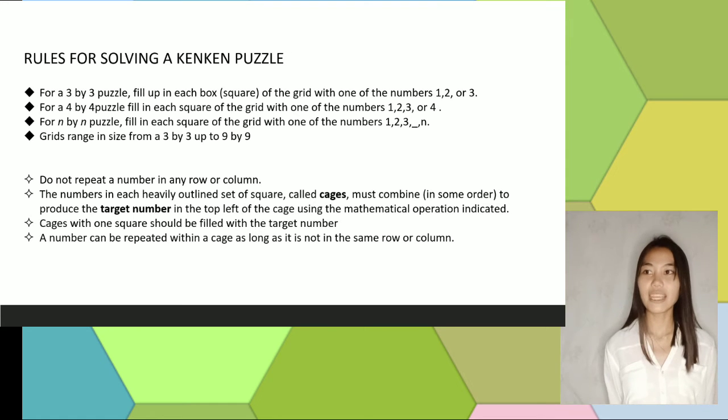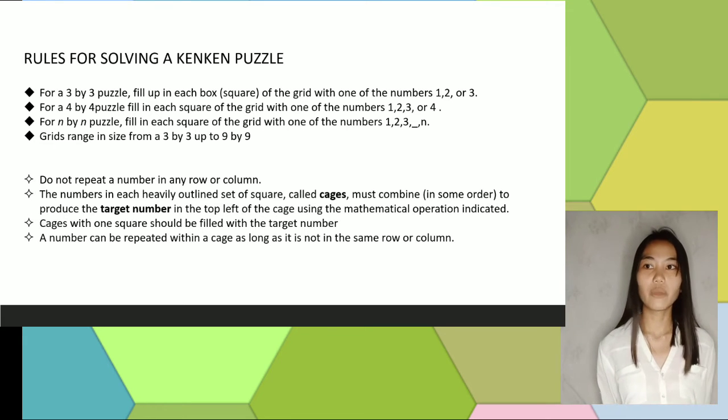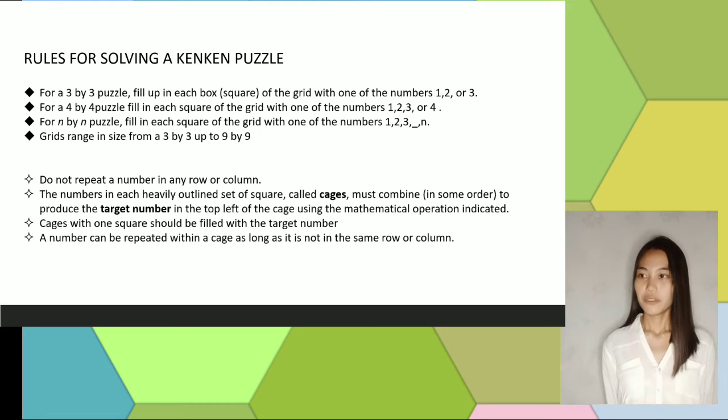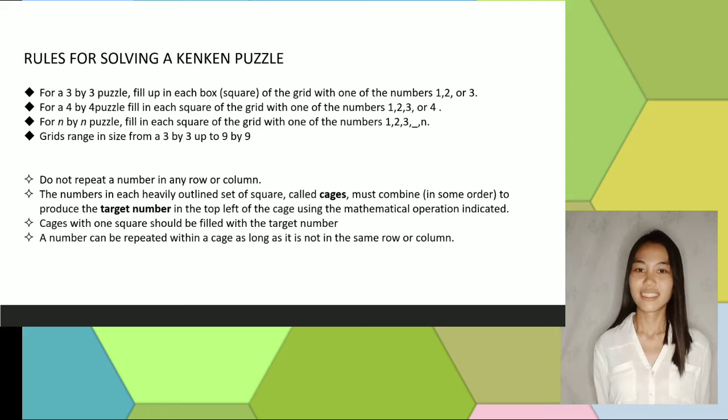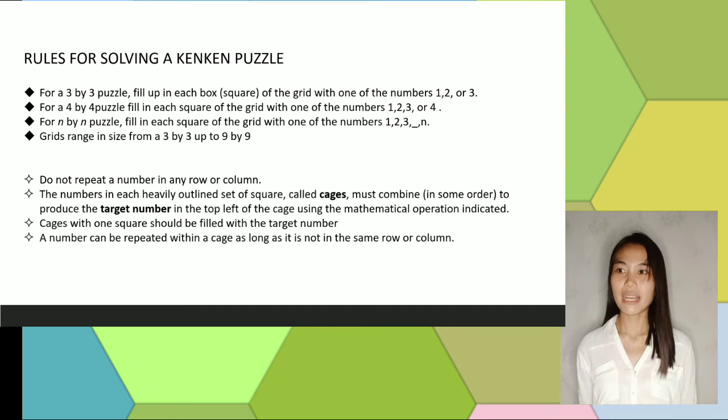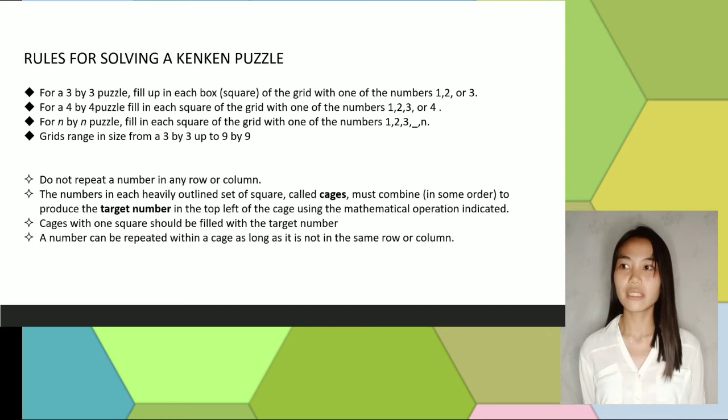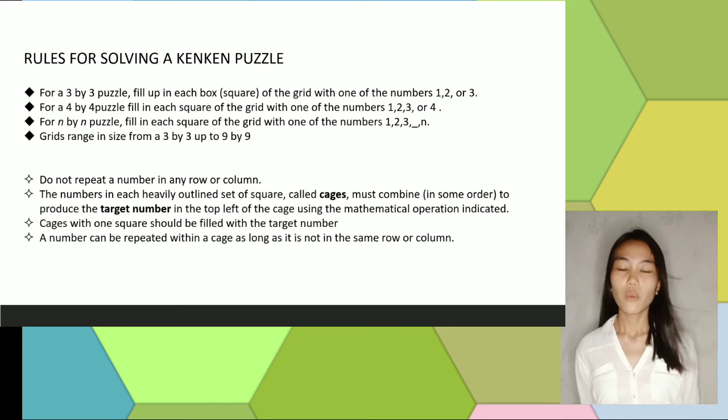Rules for solving a KenKen puzzle. For a 3x3 puzzle, fill in each square of the grid with one of the numbers 1, 2, or 3. For a 4x4 puzzle, fill in each square with the numbers 1, 2, 3, and 4. For an n-by-n puzzle, fill in each square of the grid with one of the numbers 1, 2, 3, and so on.